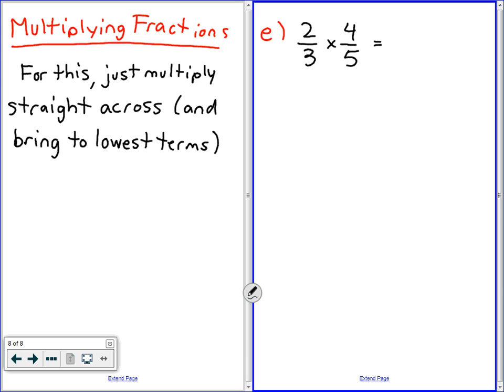Okay, Dallas, enough stalling. 2/3 times 4/5. We're just going to multiply straight across. What's 2 times 4, please? 8, good. And 3 times 5 is? And that's all there is to multiplying fractions. You see that? So just straight across. 2 times 4, 8. 3 times 5, 15.